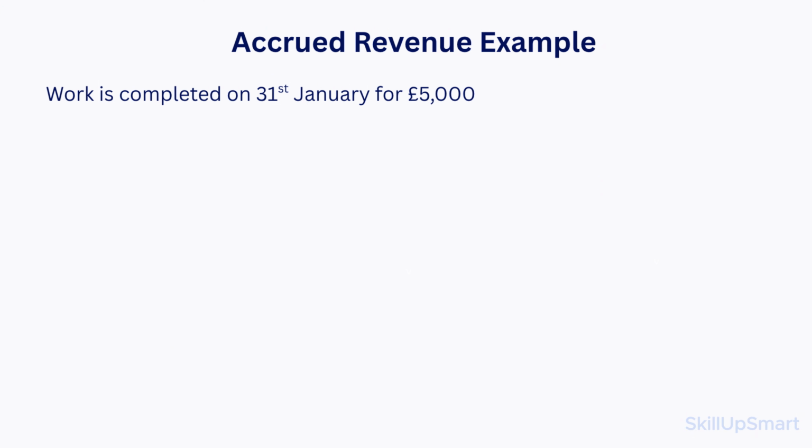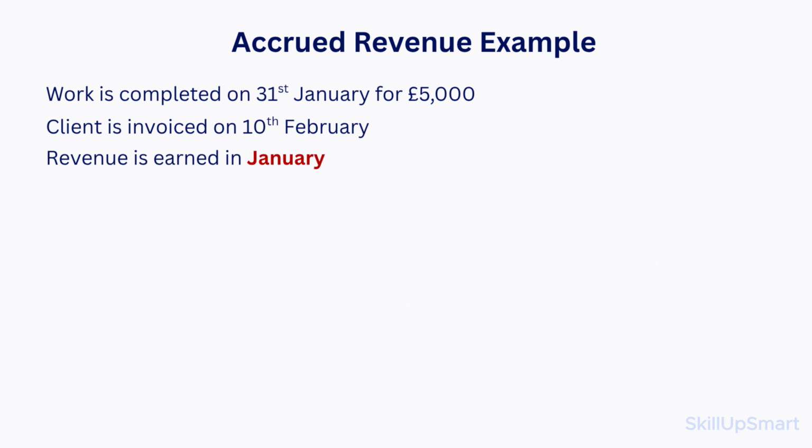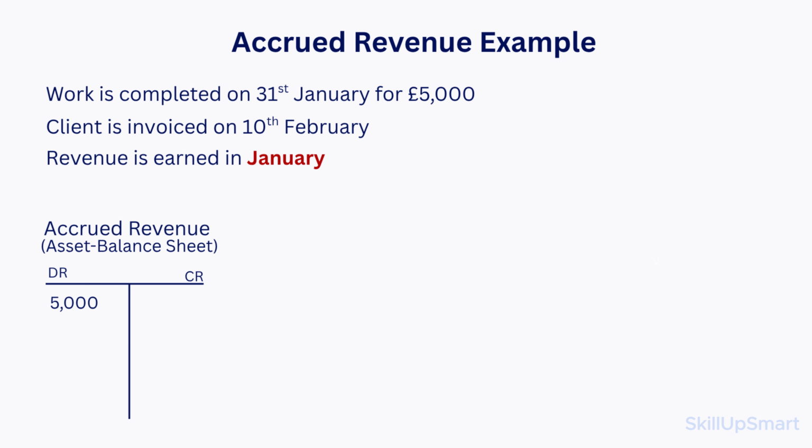Let's imagine you run a marketing agency. During January, you complete work for a client worth £5,000. The work is finished on 31st of January. However, the invoice won't be issued until 10th of February. So the revenue was earned in January, therefore January must show revenue £5,000. Journal entry is debit accrued revenue £5,000 and credit revenue £5,000. Revenue increases with a credit. The business is now owed money. That creates an asset. Assets increase with a debit.